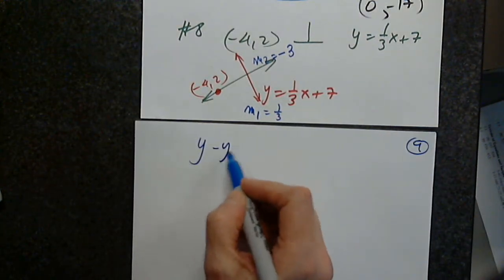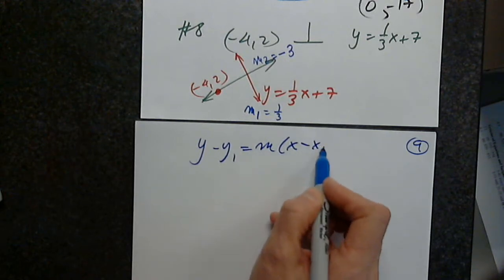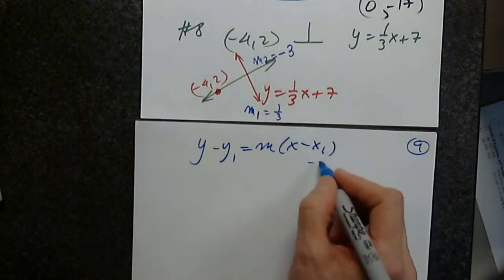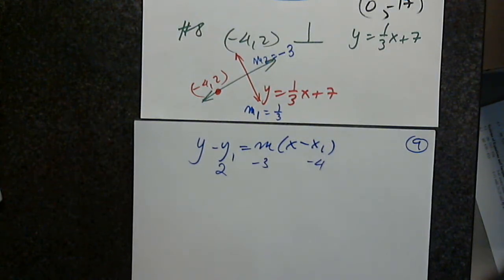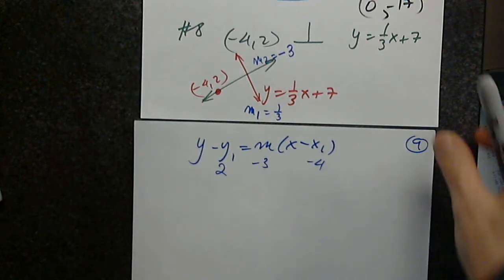So then we have y minus y1 equals the slope times x minus x1. And we have -4, and we have 2, and we have -3. Is this okay so far? Please ask any question.